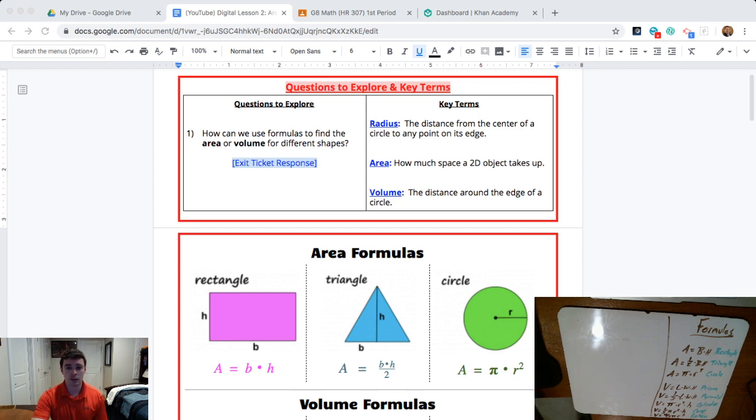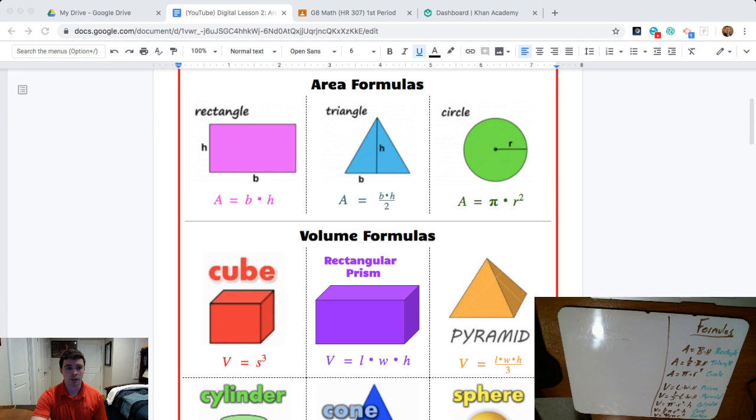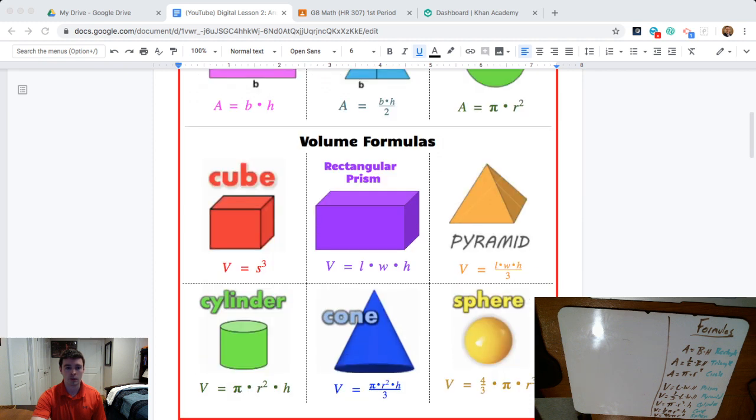So to get started, the first page you see here gives us all of the formulas we're going to work with for the next couple days or the next couple assignments. We're going to be talking about area for some shapes, and then spending quite a bit of time working with volume for some shapes you've seen before, like the cube or the prism. Maybe you remember the pyramid. And then we're also going to start showing some new shapes like cylinders, cones, and spheres.